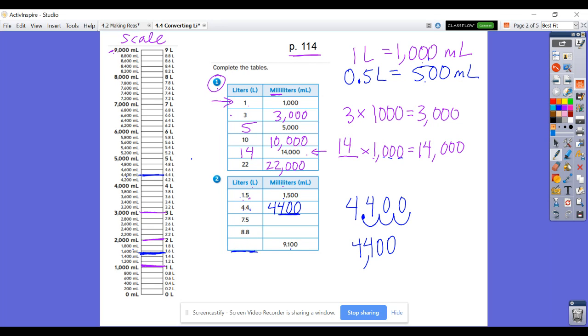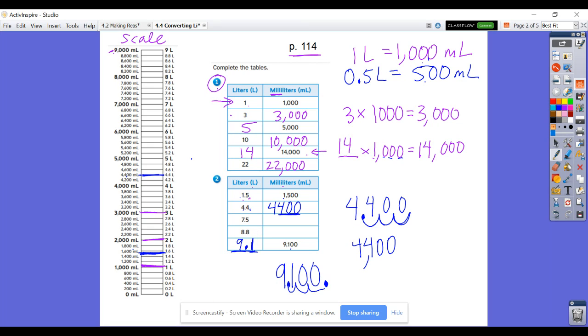So if you have 9,100 milliliters, now remember how I said when I was multiplying by 100, I was moving to the right 3 place values? Well, now I'm going to move to the left 3 place values, right? It's going to be smaller. So I could imagine there's a decimal point here. I'm going to move 1, 2, 3, and that's 9 whole liters and 1/10.